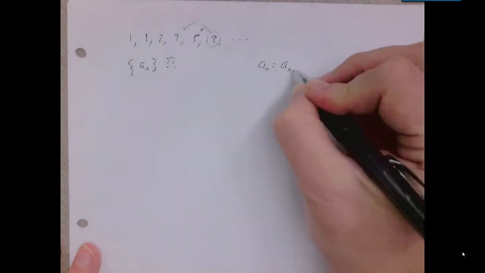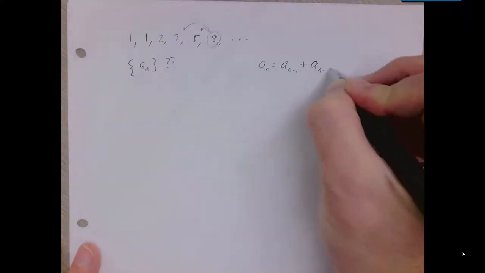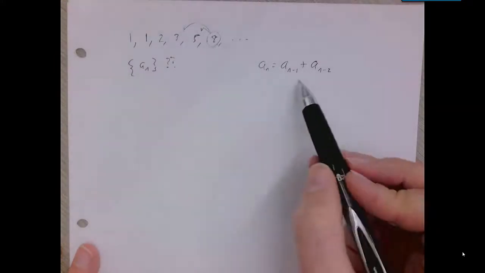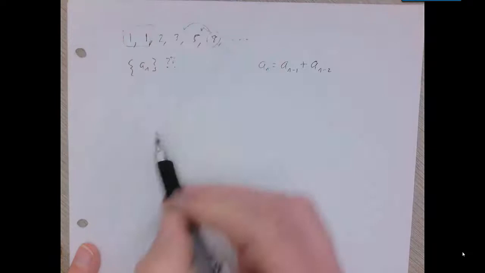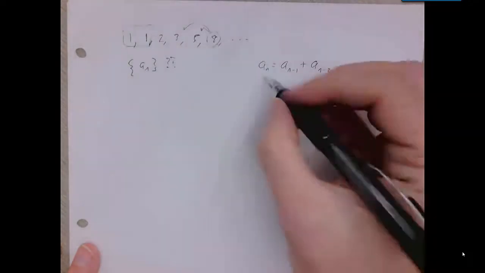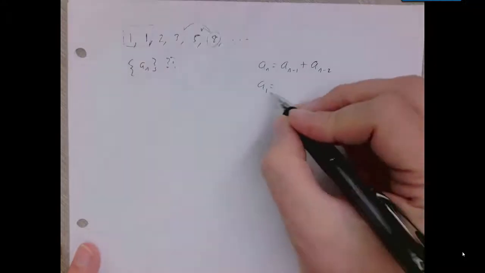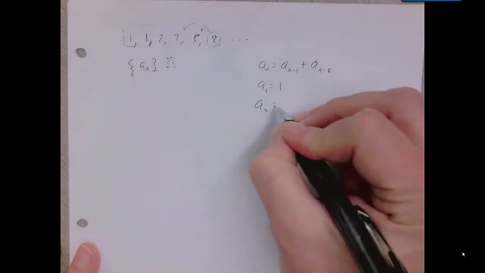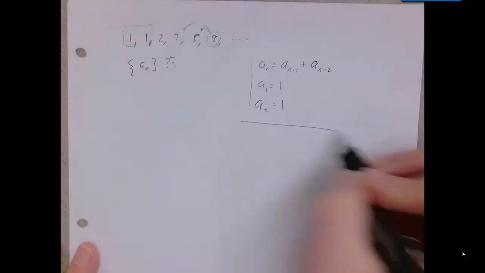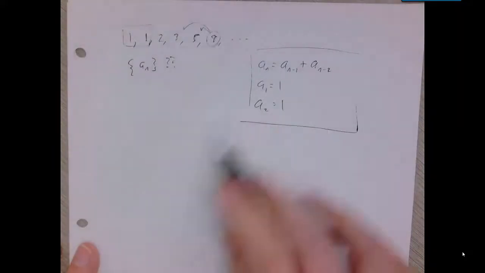You could say the nth term equals the sum of the previous two terms, except then you also have to say where the sequence starts. So you have to give a couple of values at the start. So the first term is 1, and the second term is 1. So now these three together would define this sequence.